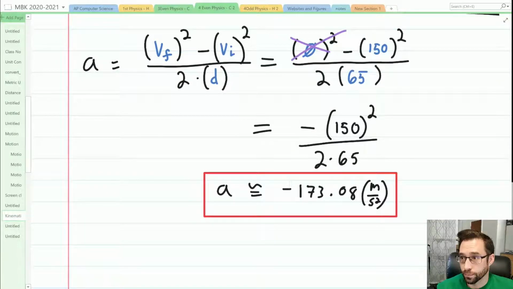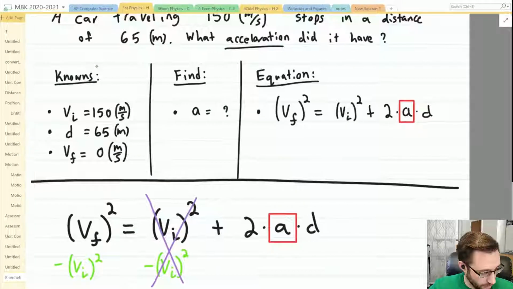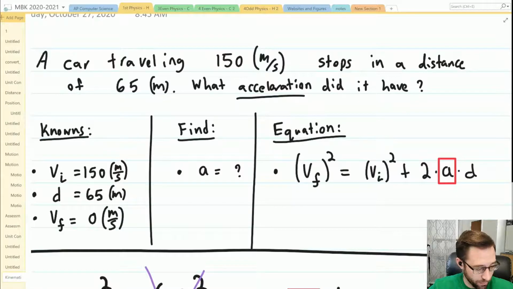Cool. All right. Now, what I want to do now is I want to show you the traditional way that physics teachers teach this. Okay. You don't have to write this part down, but I want to show you guys and hopefully emphasize how much easier my method is compared to the traditional method. So this is the same exact problem. Okay.